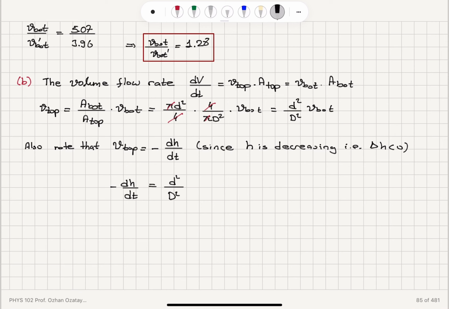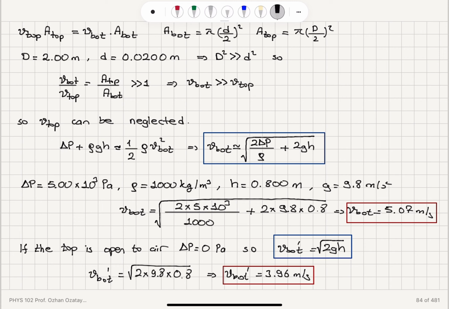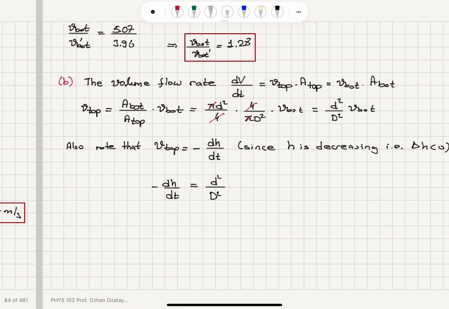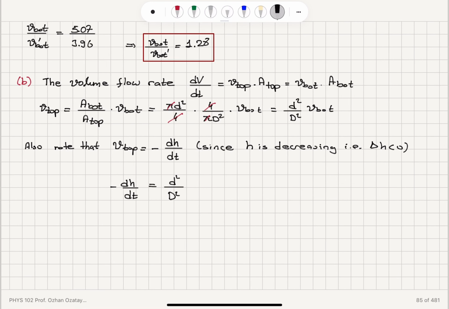multiplied by V bottom. Now when we calculated V bottom, here we neglected V top because the area of the top is much greater than the area of the bottom. This is still valid, so we can still use this expression for V bottom for this calculation. So this is the square root of 2 delta P over rho plus 2gH. So that's what we know for V bottom.